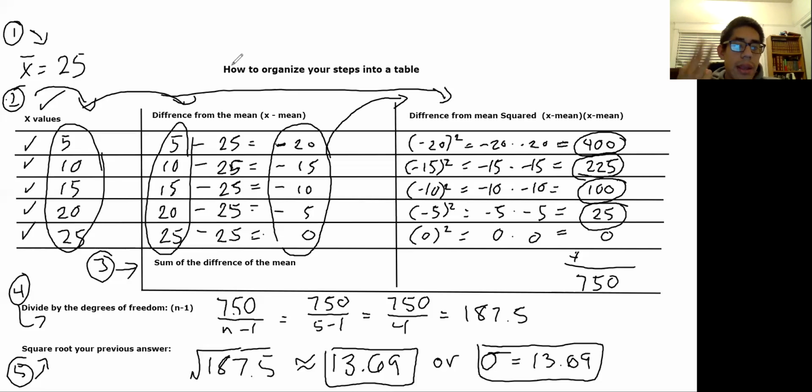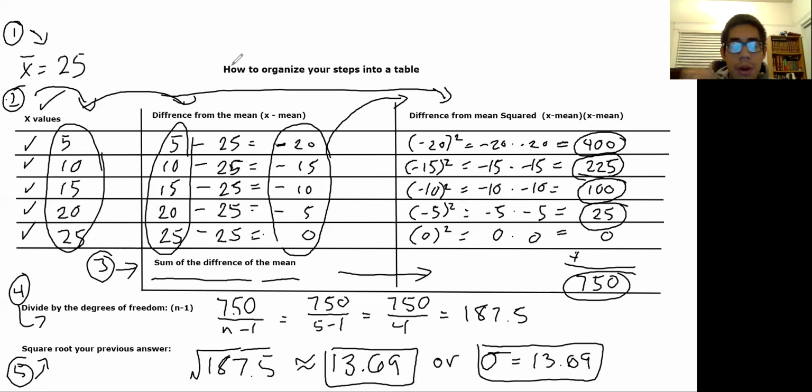Step 3, we're on step 3 now. Remember here, the sum of the squared differences from the mean. So this is doing that. I just added all of my previous numbers, all the numbers that I circled: 400 plus 225 plus 100 plus 25 gave me 750. That's the end of my step 3.